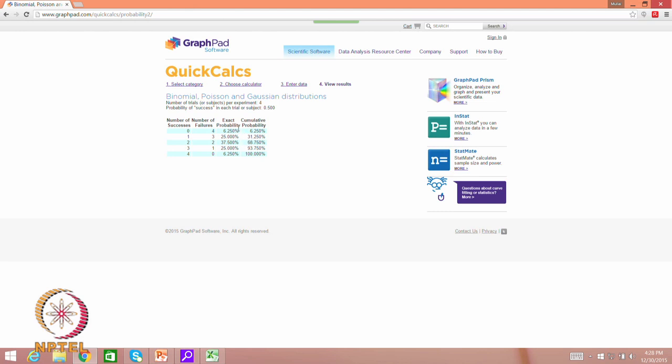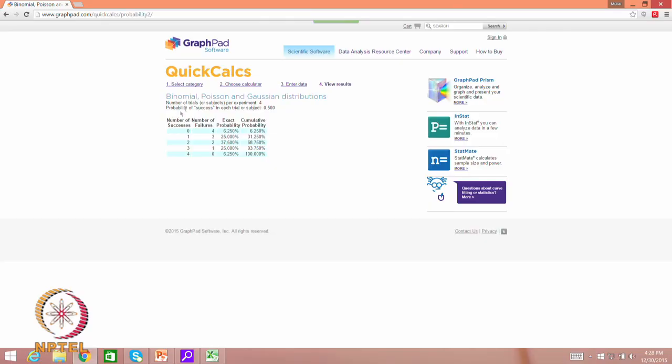And the cumulative will be 6 + 25 + 37 = 68%. So 3 successes out of 4, it gives you 25%, cumulative wise it's 93%. So all 4 heads out of 4 trials, 100% it gives you. So we can use this particular online software also. There could be many online softwares, but I am looking at this particular online software because it looks good. And there are many commercial softwares also, one can go about using them. So it depends upon whether you have the availability of these.